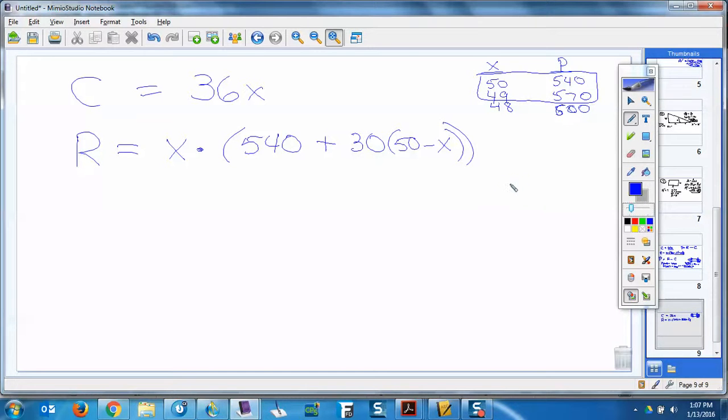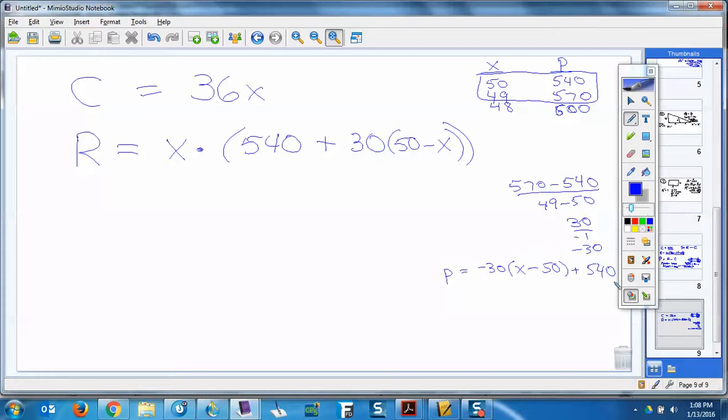So, slope, 570 minus 540 over 49 minus 50. So that's going to be 30 over -1. So -30 is my slope. So P or Y equals -30 times X minus, let's pick one of these points, it'd be 50, plus 540.